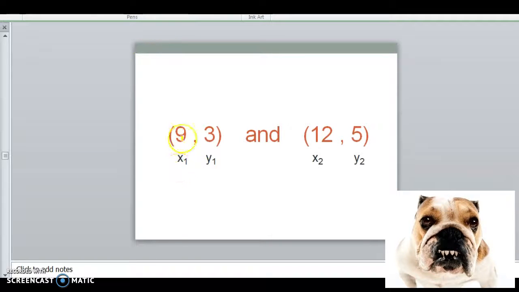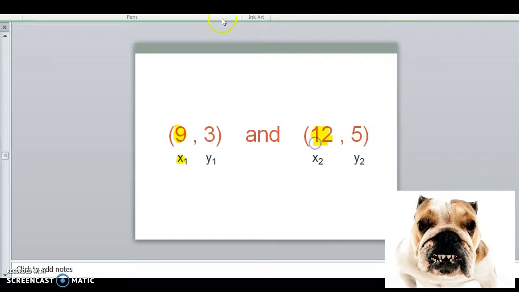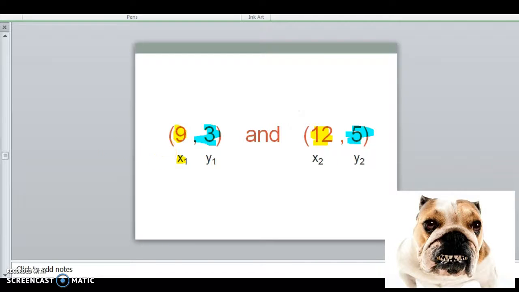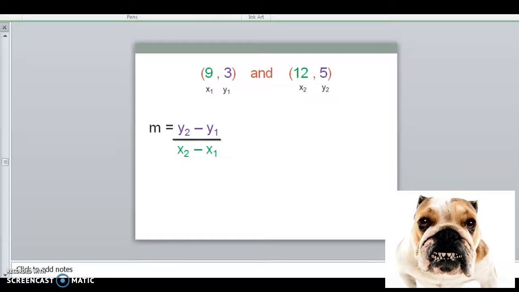From two given points, we have an x1 and an x2. Then we have a y1 and a y2. The x1, y1 is in the first ordered pair. The x2 and y2 are in the second ordered pair. That's really important in applying these two points to slope.